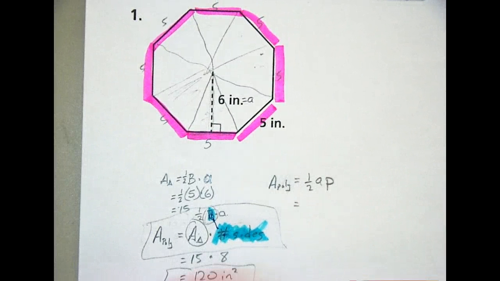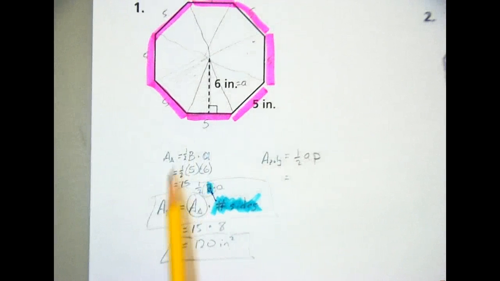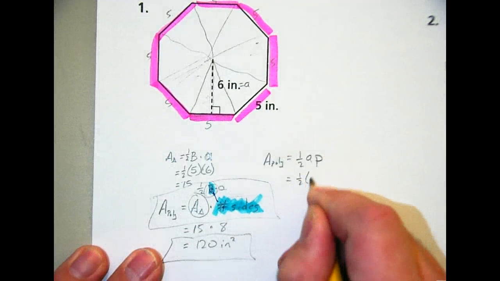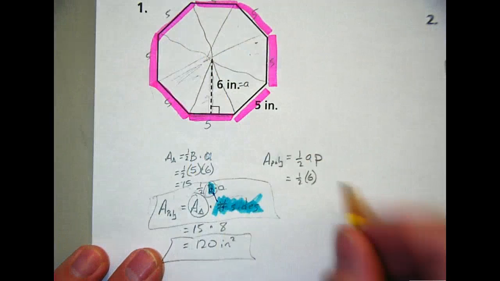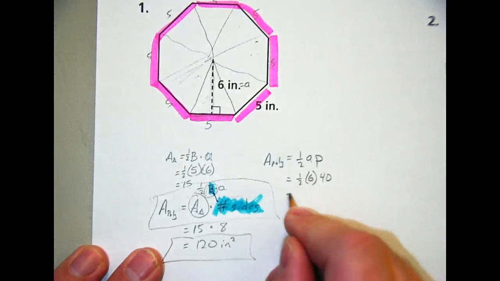Now if we just use this formula, using the figure that we have here, our apothem is 6. Our perimeter is 5 times 8, right? Which is 40. Half of 6 is 3 times 40 is 120.